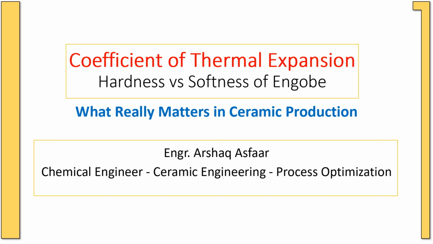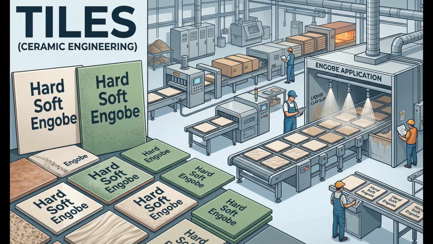In this video today we will discuss coefficient of thermal expansion, hardness, and softness of engobe in the ceramic tile manufacturing production plant. In this video, we are going to simplify one of the most misunderstood concepts in ceramic production, hardness and softness of engobe, and more importantly, what actually matters in real plant conditions.